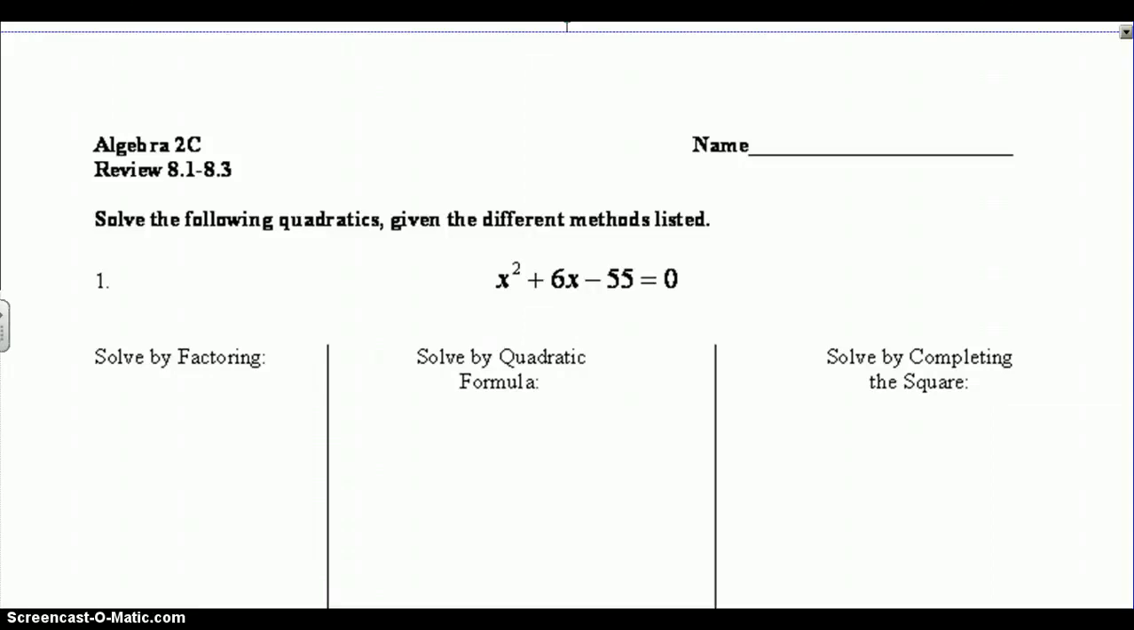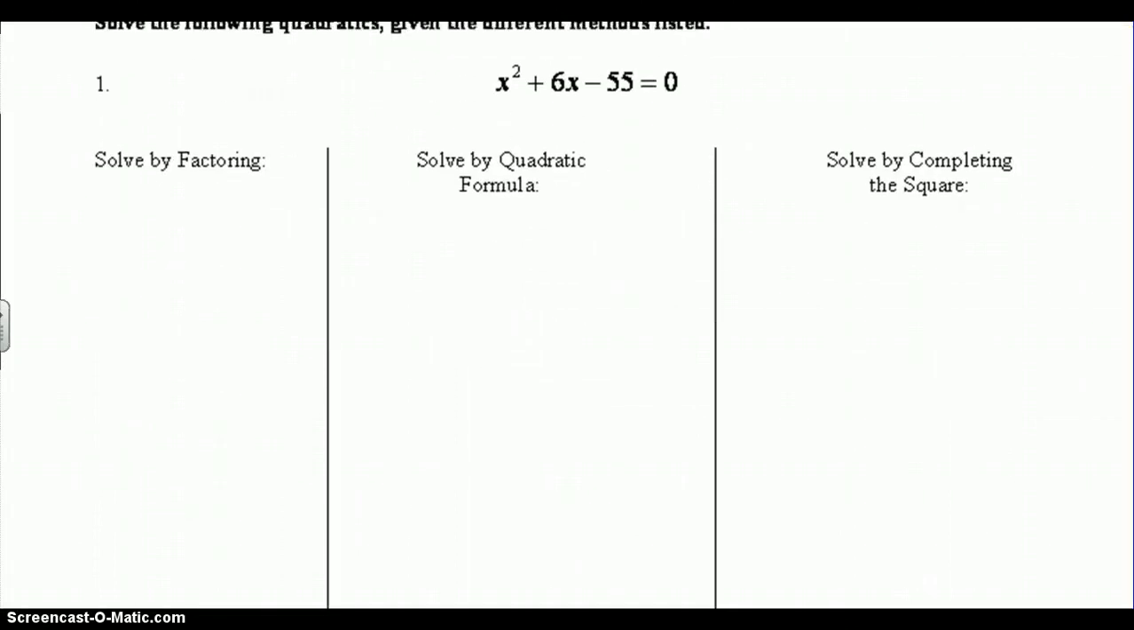Okay, Algebra 2C, we're here working on the review for 8.1 to 8.3. If you'll notice, there are only 4 questions, but each question asks you to solve a few different ways. The first question asks you to solve by factoring, by quadratic formula, and by completing the square. So what you should expect is that you'll get the same answer each way. So let's start with factoring.